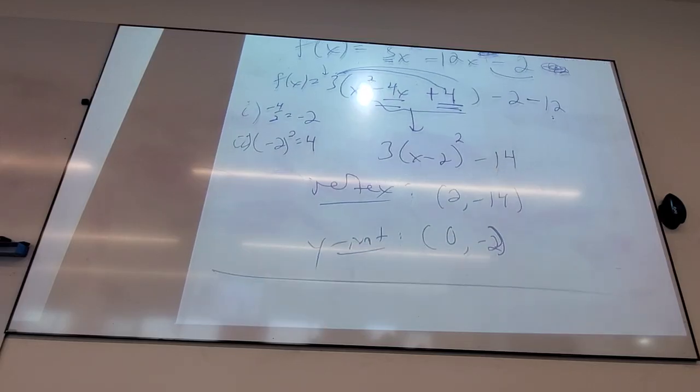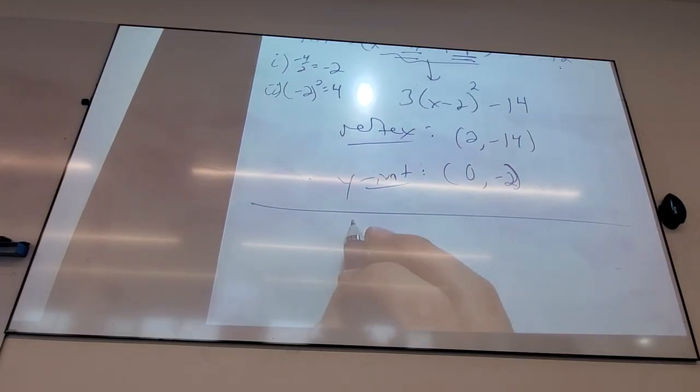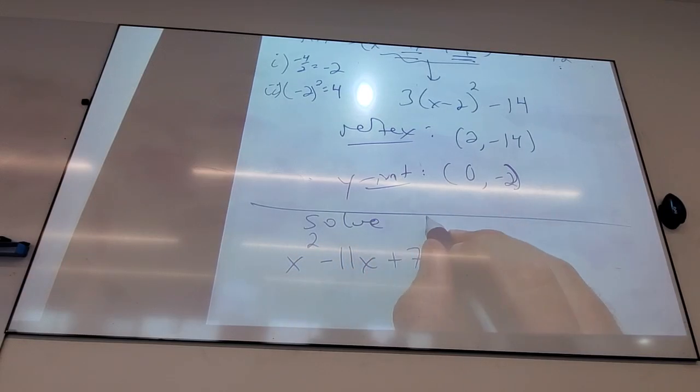And the other thing would be something like, let's get something a little grosser, I like it. So if I said, you know, solve by completing the square. Okay.